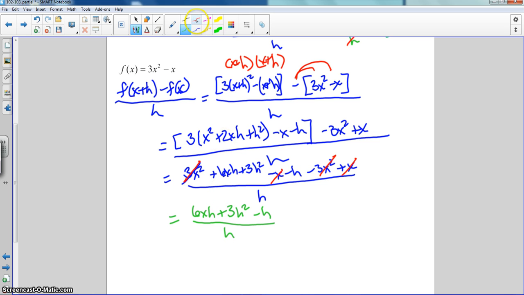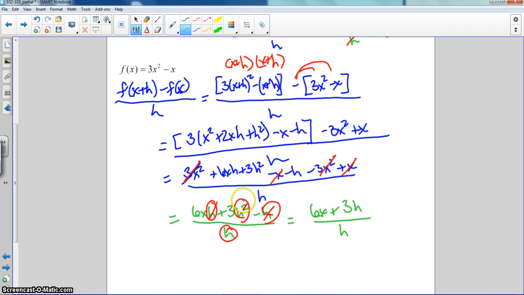Okay, and now look at this. There's an h in each term of the numerator, and there's an h in the denominator, and that's when I can cancel. Okay, so I can cancel one of the h's in each term. So when I simplify, I get 6x plus 3h over h.